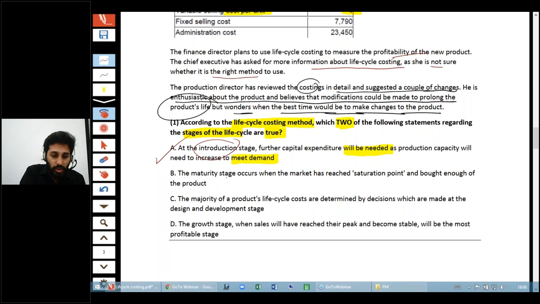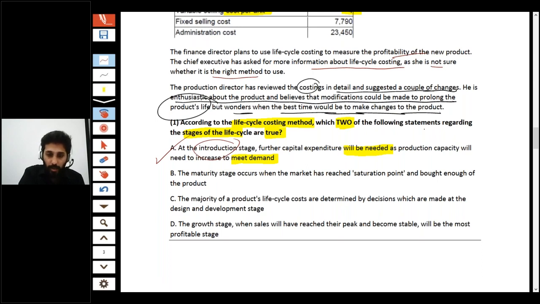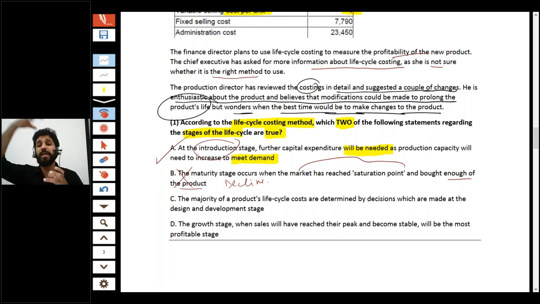Number two, the maturity stage occurs when the market has reached the saturation point and bought enough of the product. This is not the case. This is a matter of decline when the market has reached the saturation point. No, that's not the thing. Maturity stage is when you are at the peak level, not going to be declined.